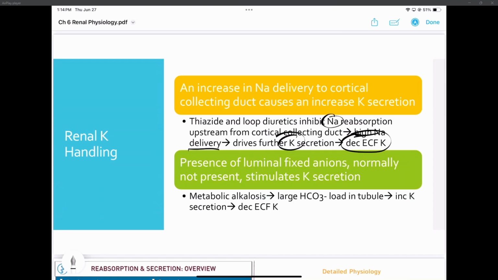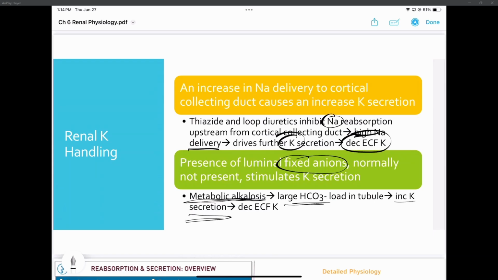Also, we have these fixed acids or anions. They're normally not there, but during metabolic alkalosis, so we're in an alkalotic environment, we have a large bicarb load in the tubules. With metabolic alkalosis, we have too much alkaline, so the bicarb is a problem. It causes increased secretion of potassium.